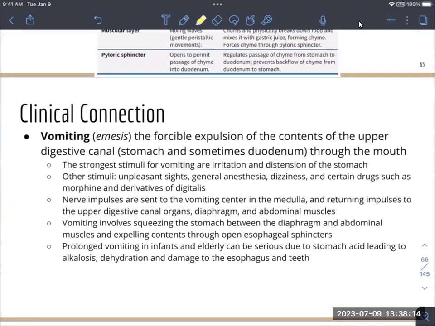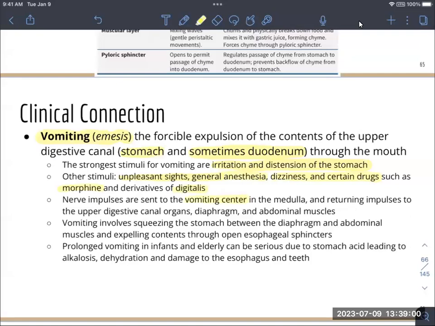Vomiting. Vomiting, or emesis, is when contents of that upper digestive canal, could be the stomach, it can sometimes even be that duodenum, are forcefully pushed through the mouth. The strongest stimulus is irritation and distension of the stomach. Unpleasant sights. General anesthesia can cause some people vomiting. Dizziness, drugs. Morphine can cause people to vomit. Digitalis.